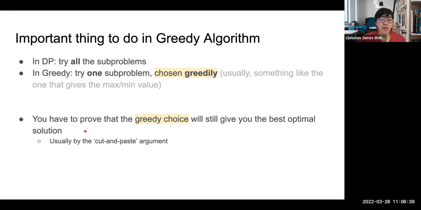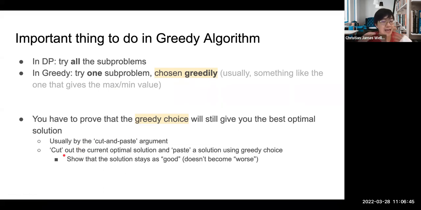Okay, so typically we prove this by the cut and paste argument. At a high level, we'll see this in a bit with the example, the idea is to try to cut out from the current optimal solution. So start out with some optimal solution. Just assume some optimal solution exists, right? What you do is cut out a part of the optimal solution, and then you paste something using the greedy choice. We'll see that in a bit.